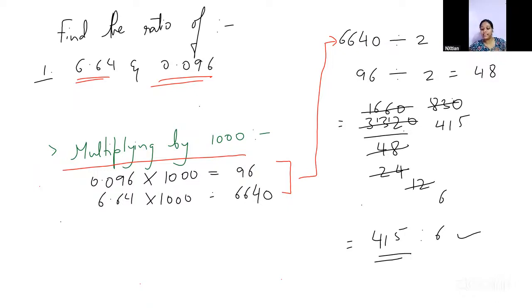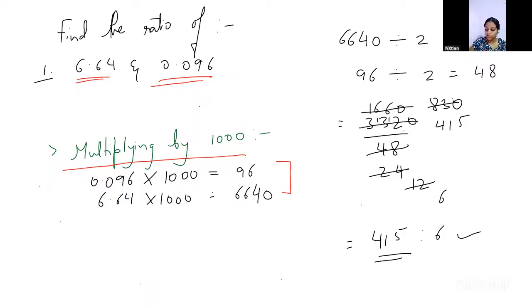You can follow it like this. For it to be easier for you guys, you can follow it in this manner. First, multiply both with 1000. The decimal is removed. Now think, 96 is an even number, 6640 is also an even number. So divide both of them by the same number, 2.